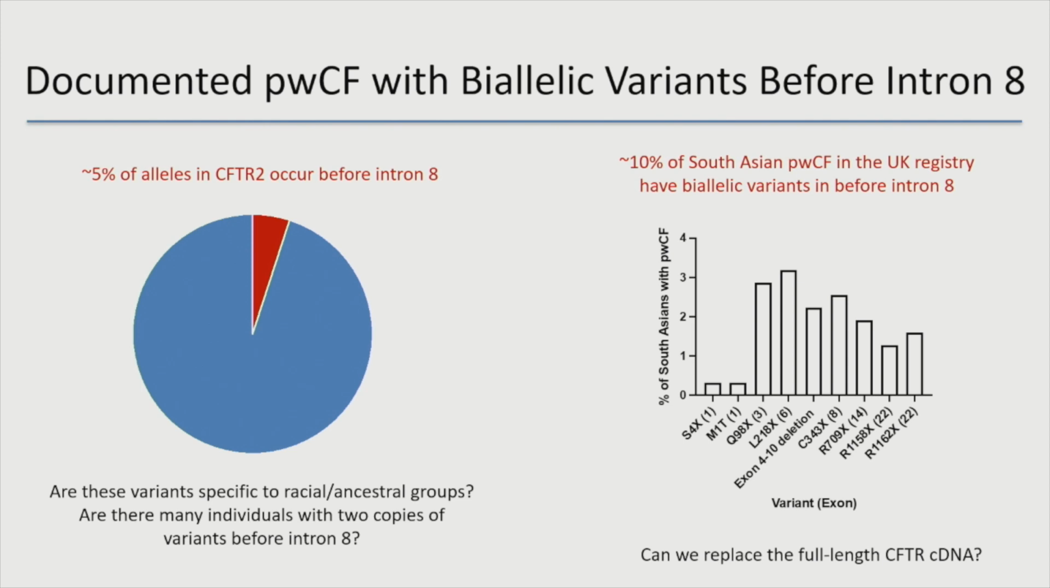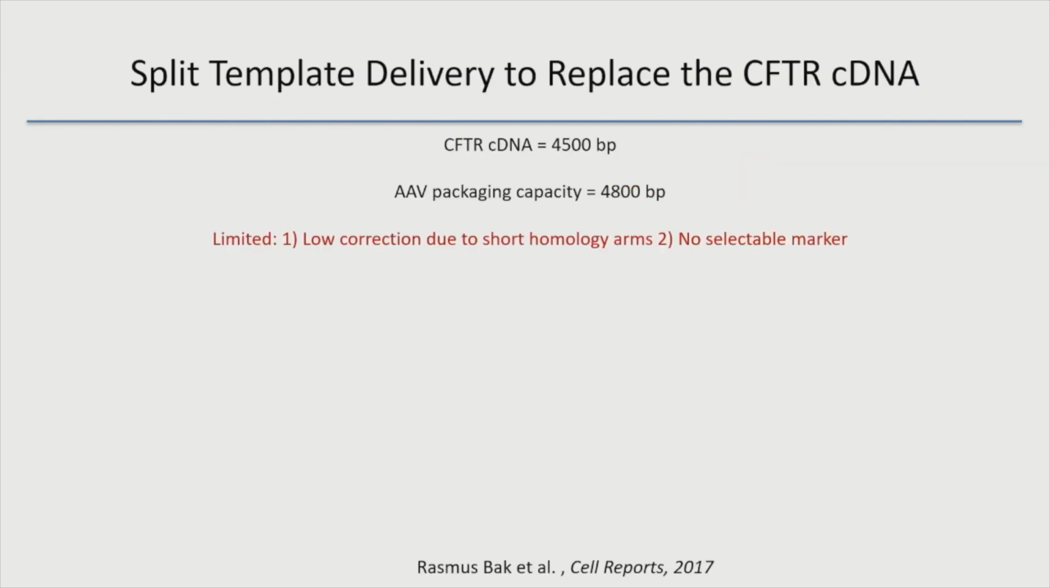So then that takes us to this question of, can we replace the full-length CFTR cDNA? And so, of course, this is a challenge because of the size of the gene, and it doesn't really fit well into the packaging capacity of AAV. Even if you use the strategy that Dr. Bali suggested, which is to skip exon 1 and go into exon 2 or intron 1, and so you do 2 through 27, you still don't have space, right?